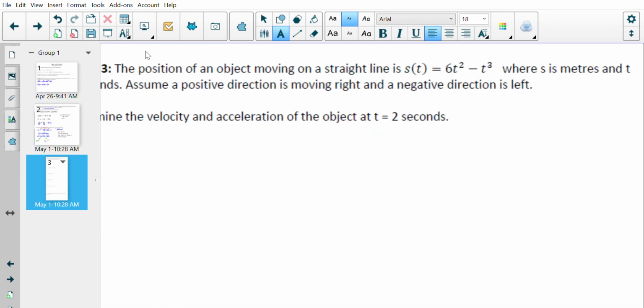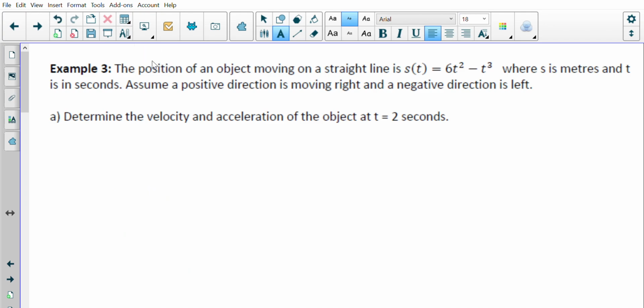Let me try something a little tougher here. All right, so the position, that's a height or distance, of an object moving on a straight line is s of t equals 6t squared minus t cubed, where s is in meters and t is in seconds. Good. Assume a positive direction is moving right and a negative direction is moving left. Determine the velocity and acceleration of the object at t equals 2 seconds. All right, well, the first thing I have to do is come up with the velocity and the acceleration function.